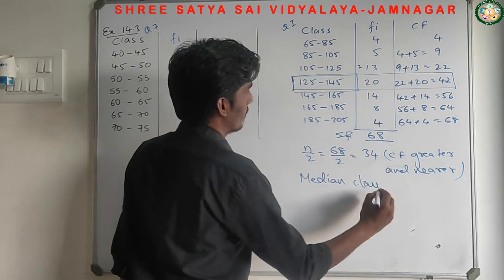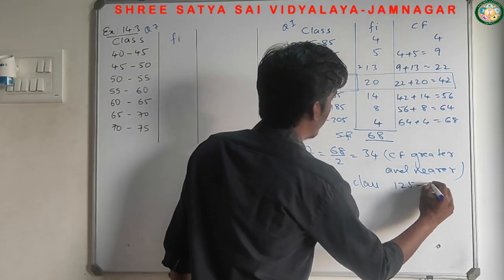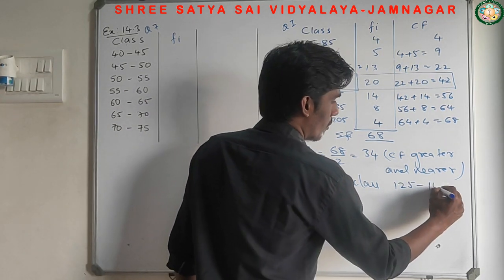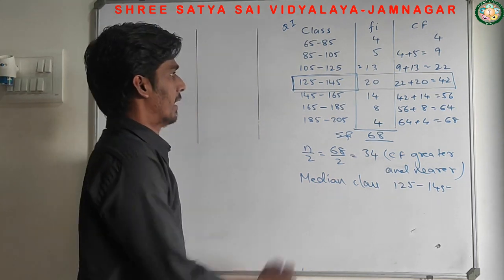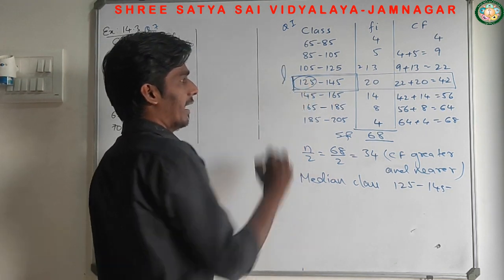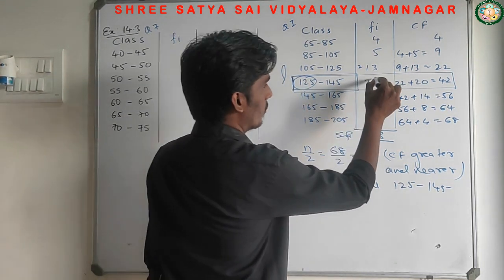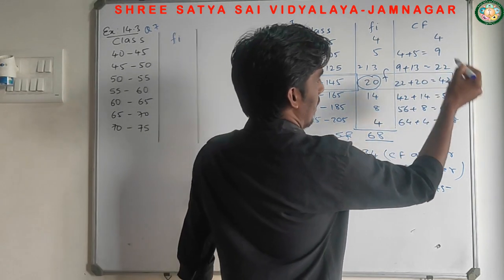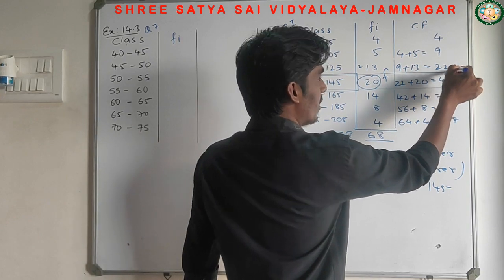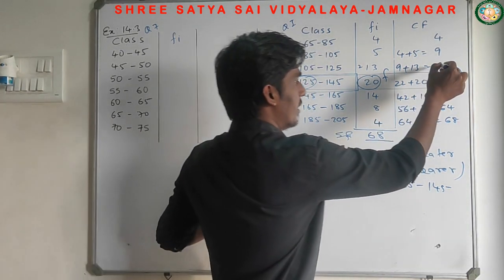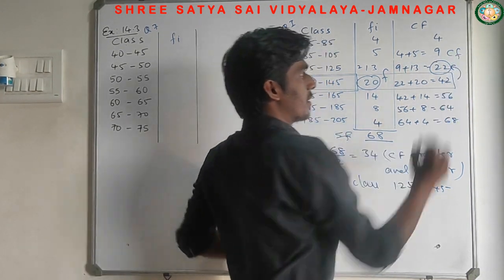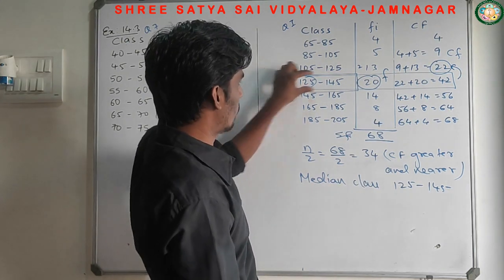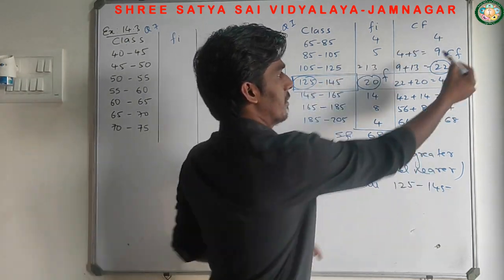The median class is 125 to 145. Now this value is L, the lower limit, the smaller value for the formula. And the CF is the previous CF of the median class, the one above it.